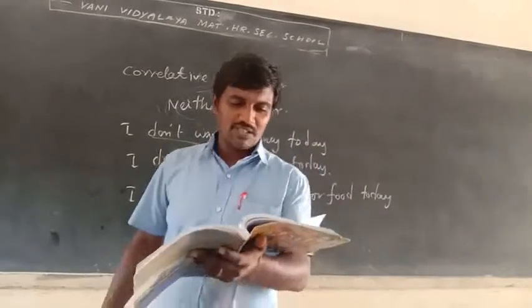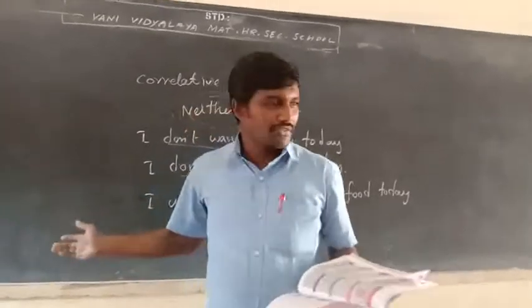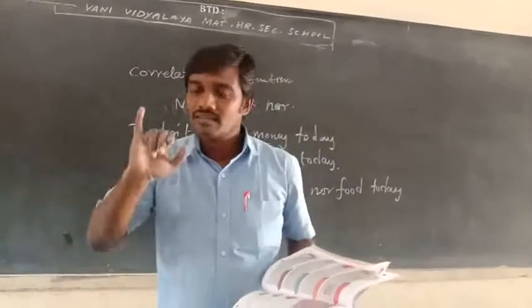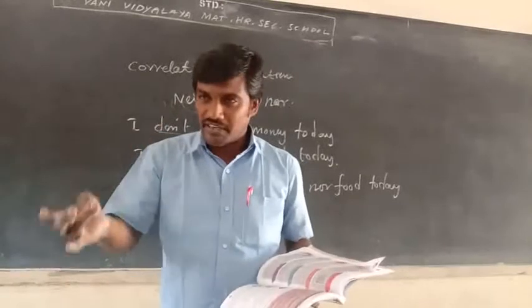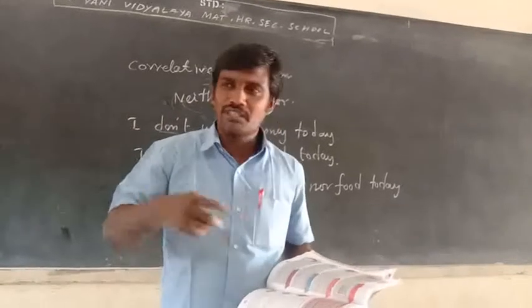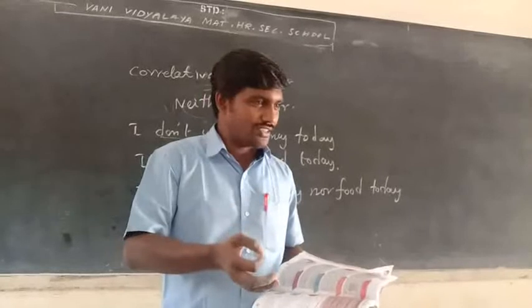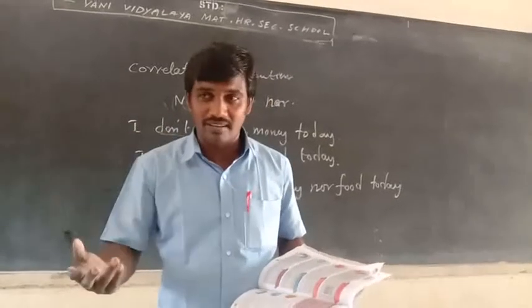There are three types of conjunction. What are they? Just now you learnt in the previous video. Yes, coordinating conjunction, subordinating conjunction and correlative conjunction. I hope that everything is clearly understood in this conjunction. If you have doubt, you can contact me at any time.